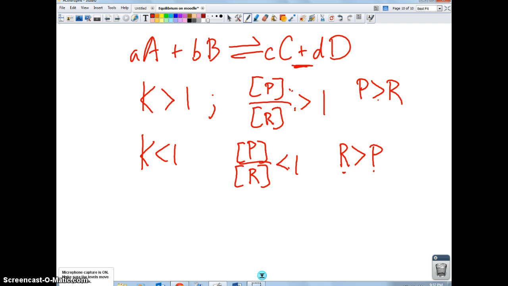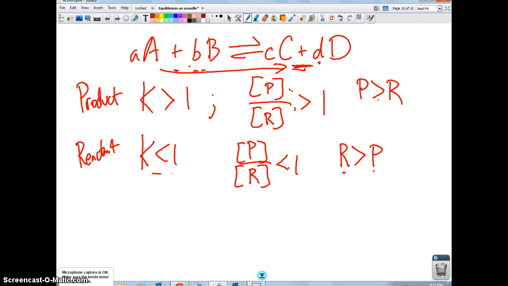So what we say about these is if K is greater than 1, this is called product favored. It means that the reaction wants to go in the forward direction. There is more stuff becoming products than there is products becoming reactants. If K is less than 1, then we say that it is reactant favored. Again, this time the reaction isn't going very much to products. There's not very much product being produced. It's more reactants. So K is less than 1.